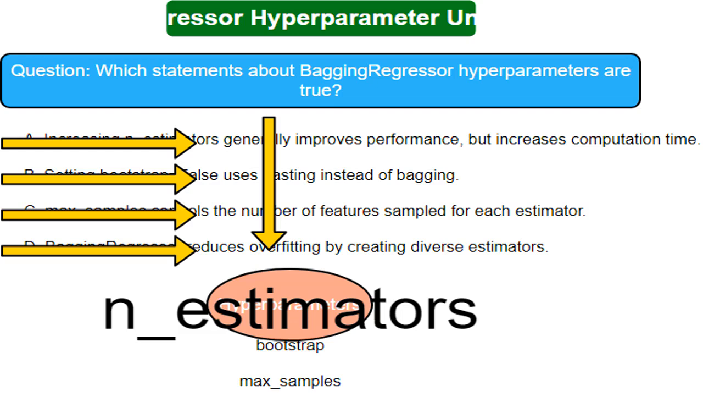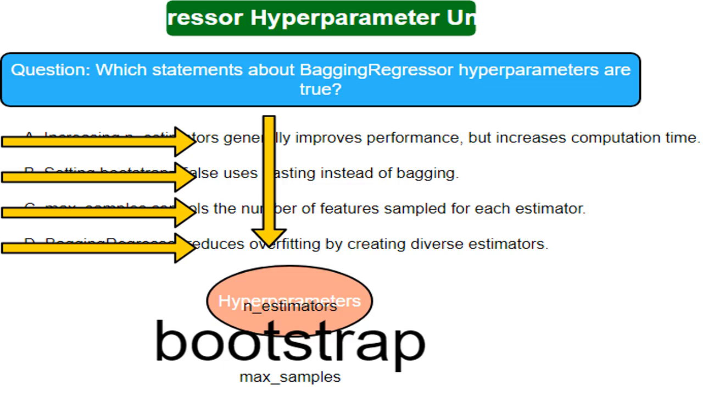This hyperparameter determines the number of base estimators, individual models, in BaggingRegressor's ensemble. Increasing this number generally leads to better model performance, as it leverages the wisdom of the crowd effect. However, more estimators mean longer training times and greater computational cost. It's a trade-off between accuracy and efficiency.